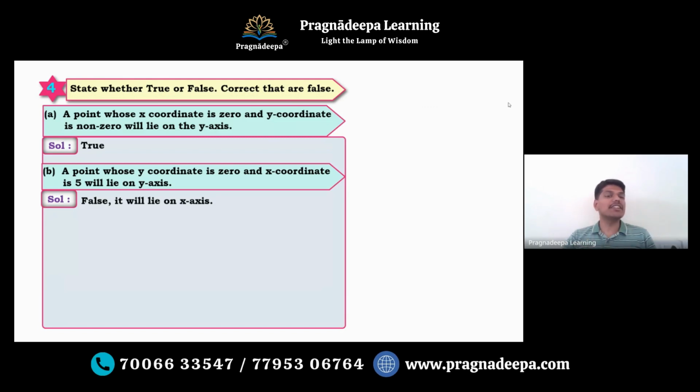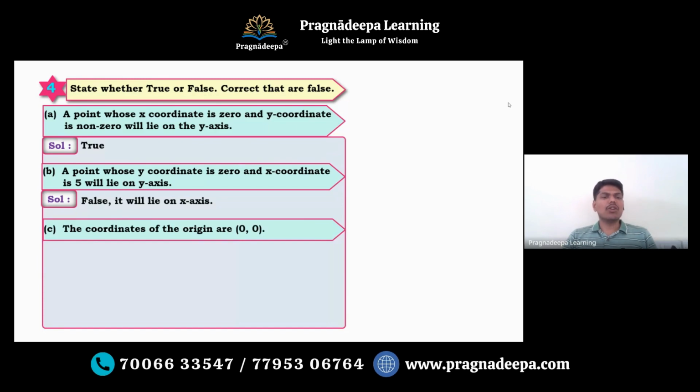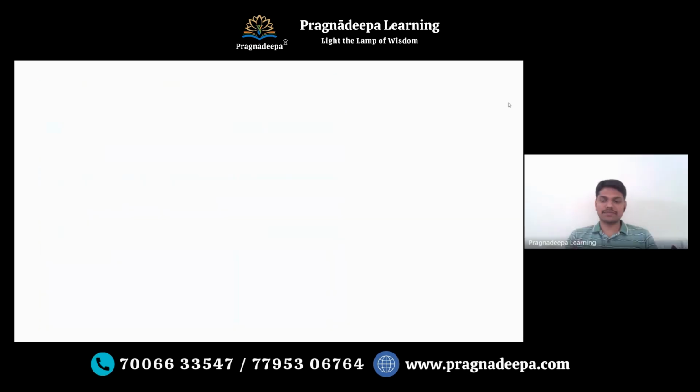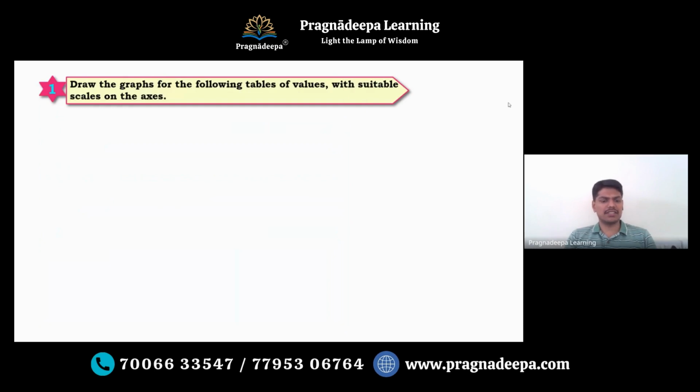But here they have mentioned that it lies on the y-axis. Next, the coordinates of the origin are 0 comma 0. Is it true? Yes, sir. True. Okay. That's all. Very easy thing. I guess we completed that, right?